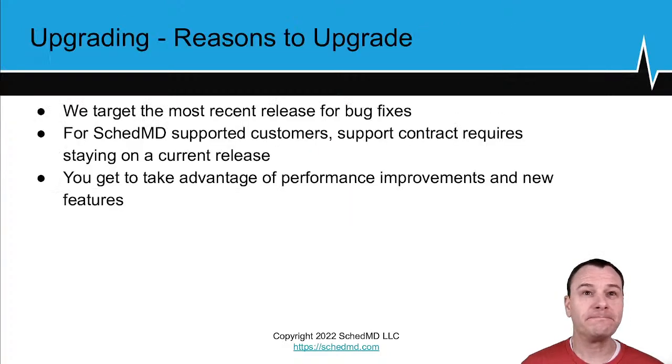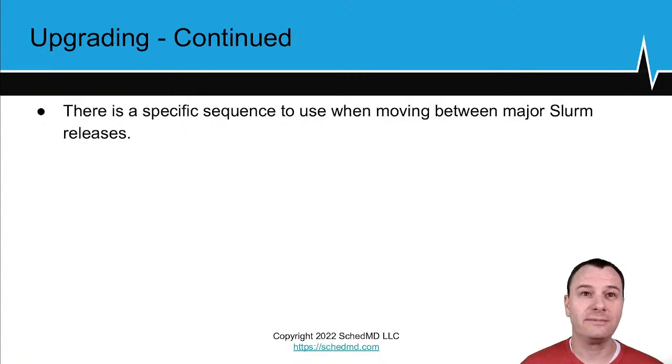Moving along to upgrades. There are a number of reasons to upgrade. Probably the most compelling is that we target the most recent release for bug fixes, which as of today is 2205. Along these same lines, we continue to optimize, rewrite code, and make scheduler improvements. So if you are on an older version such as 1808, consider upgrading soon. For our supported clients, their support contract requires staying on a current release. Plus, by upgrading, you get to take advantage of all the performance and enhancements by staying current.